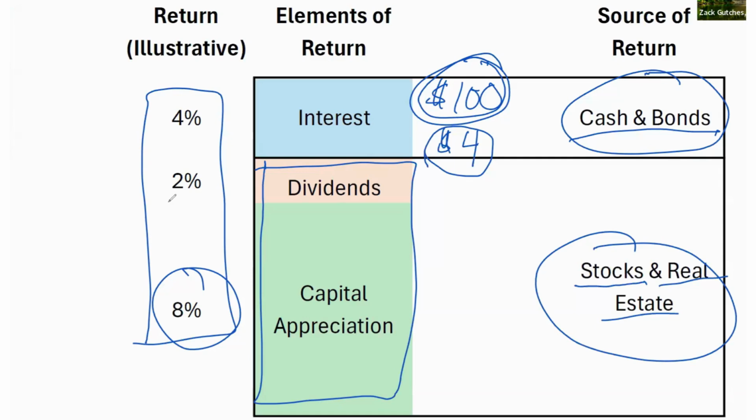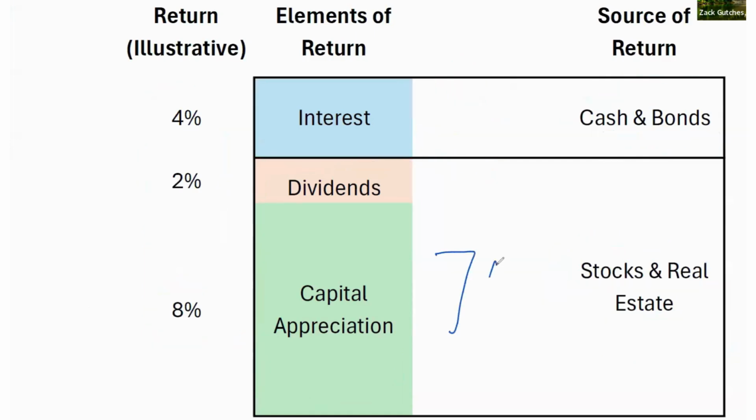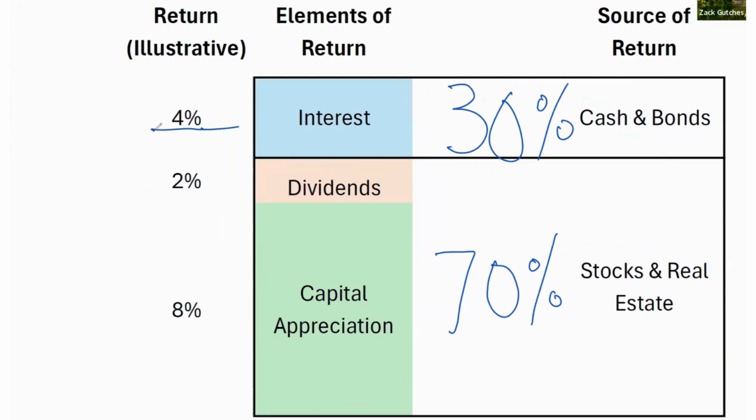So if we were to look at, what if we had, say, 70% within stocks and real estate, and then our remaining 30% within cash and bonds, total return. Again, this wouldn't happen every single year, but if we get a 4% interest rate times 30%, that's a 1.2% weighted average return.